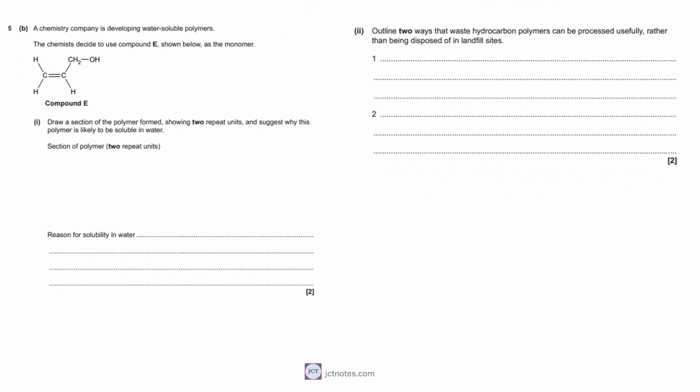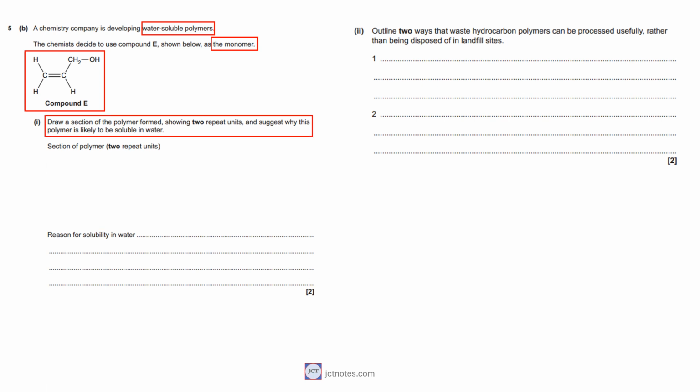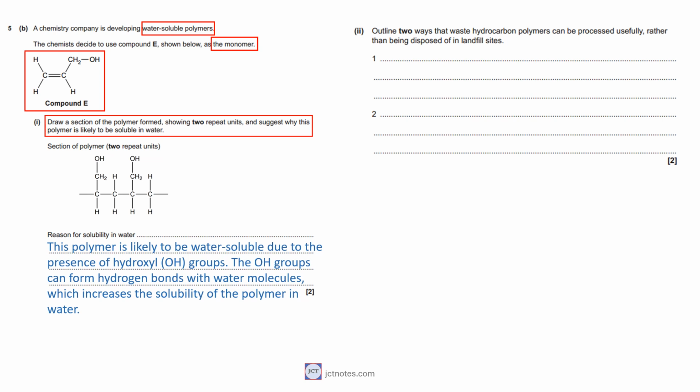In part B of question 5, we are provided with a monomer to develop a water-soluble polymer. In the first question, we are asked to draw a section of the polymer formed, showing 2 repeat units, and suggest why this polymer is likely to be soluble in water. This is an addition polymerization, where the double bond in the monomer breaks and forms new bonds with adjacent monomers, creating a polymer chain. This polymer is likely to be water-soluble due to the presence of hydroxyl groups that can form hydrogen bonds with water molecules, which increases the solubility of the polymer in water.